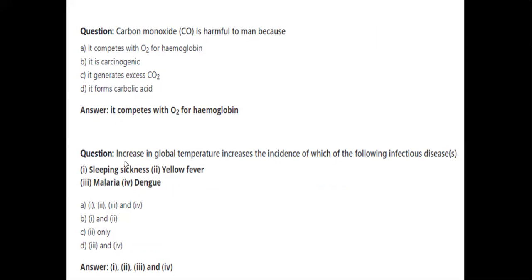Next question. Increase in global temperature, increase in incidence of which of the following infectious diseases? Sleeping sickness, yellow fever, malaria, and dengue. Increase in global temperature increases the incidence of all: I, II, III, and IV. Sleeping sickness, yellow fever, malaria, and dengue. All these diseases are due to the increase in global temperature. So, your first option is right here.